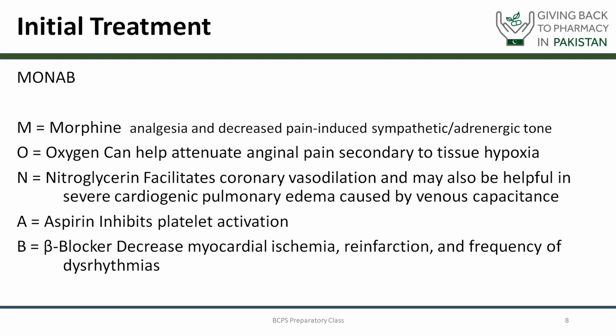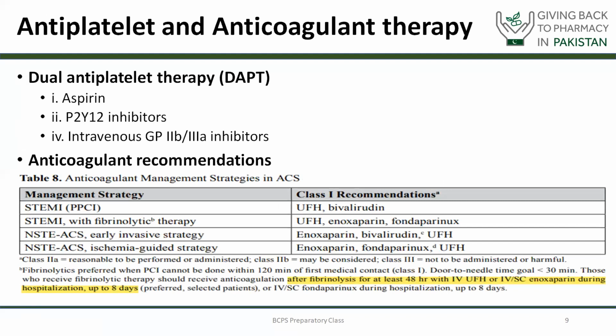It's MONA: morphine, oxygen, nitroglycerin, aspirin, and beta blockers. Morphine has an analgesic effect and decreases pain-induced sympathetic adrenergic tone. Oxygen can help attenuate anginal pain secondary to tissue hypoxia. Nitroglycerin facilitates coronary vasodilation and may also be helpful in severe cardiogenic pulmonary edema caused by venous capacitance. Aspirin inhibits platelet activation. Beta blockers decrease myocardial ischemia, reinfarction, and frequency of dysrhythmia.